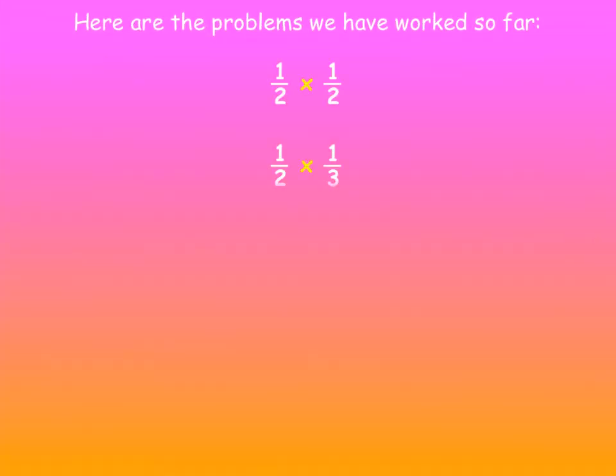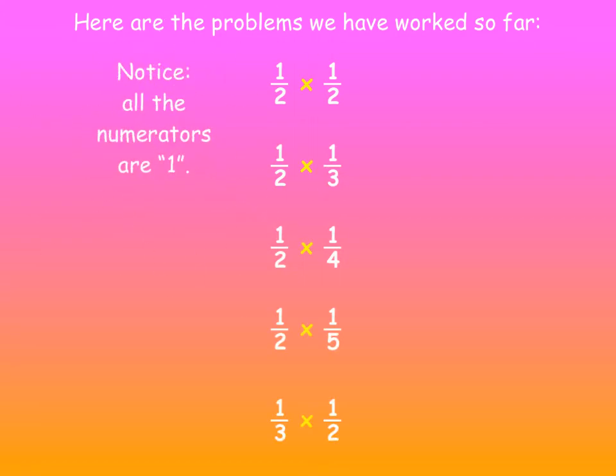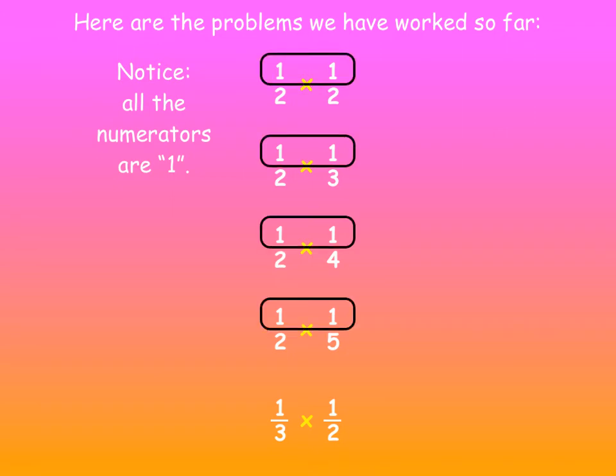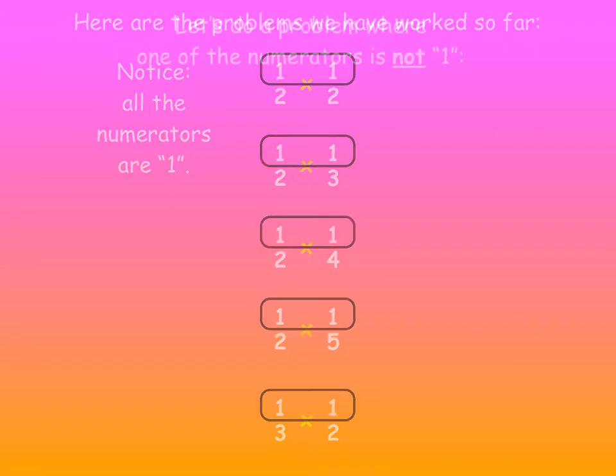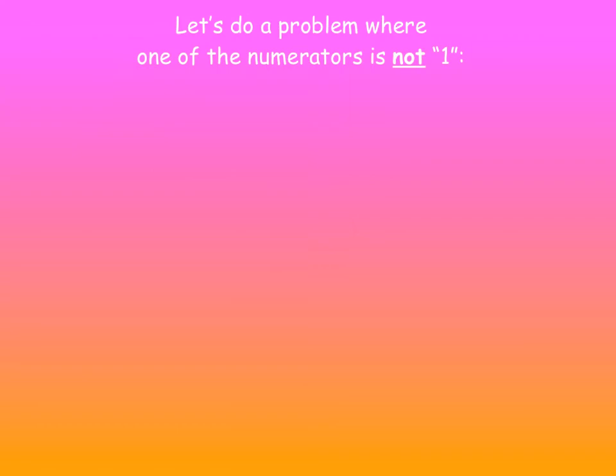Here are the problems we've worked so far. Notice all the numerators, all the numbers up on top, are 1s. Well, we should do a problem where one of the numerators is not a 1. For example, 1/2 times 2/3. We've got a 2 up there in the numerator's place.